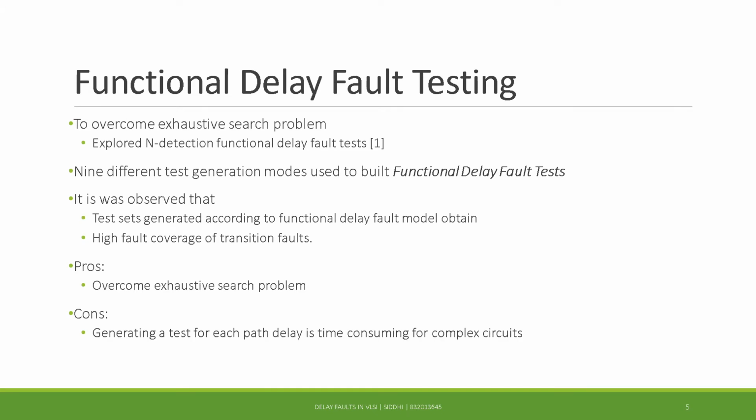To overcome the exhaustive search problem, functional delay testing can be used. The properties of n-detection functional delay fault tests are explored. Using 9 different test generation modes, the functional delay fault tests were built. For detection of gate level transition faults, tests generated at the algorithmic level are suitable. From the results, it was observed that the test sets generated according to the functional delay fault model obtain high fault coverage of transition faults. It does overcome the exhaustive search problem, but on the other hand, generating a test for each path delay fault is time consuming for complex circuits.